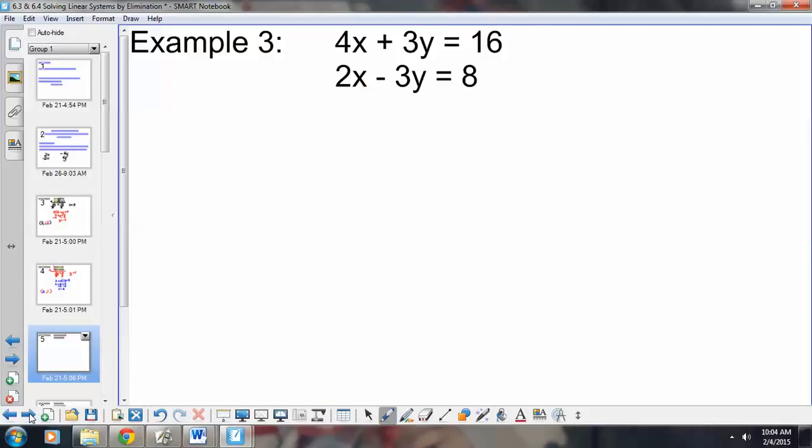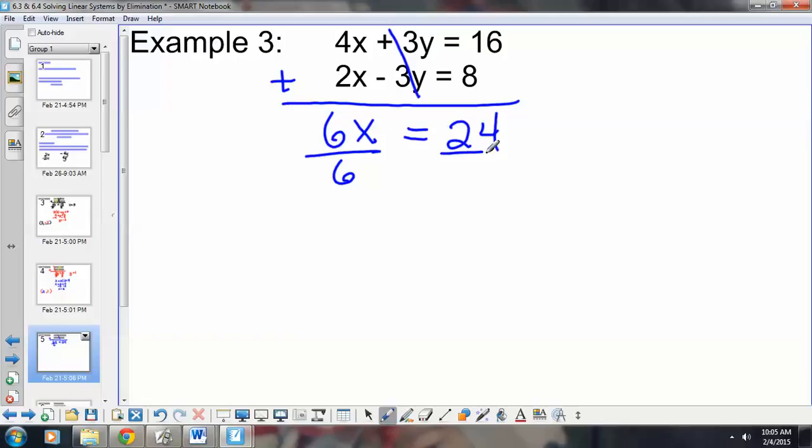How about example 3? 4x plus 3y equals 16, and 2x minus 3y equals 8. Can we use elimination here? Yeah. If we add these two equations, the y's will be eliminated. 4x plus 2x is 6x. 3y plus a negative 3y, we eliminate, and 16 plus 8 is 24.